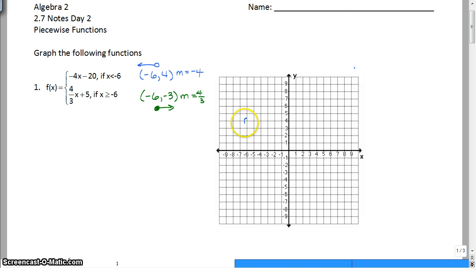So just like in the last video, we start at -6, 4, which is going to be an open circle. We have a slope of -4, which is down 1, 2, 3, 4 to the right. But since we're going left, we need to go backwards, so we go up 4 to the left. Get rid of this dot so we pass the vertical line test when we're done. And you graph this way.